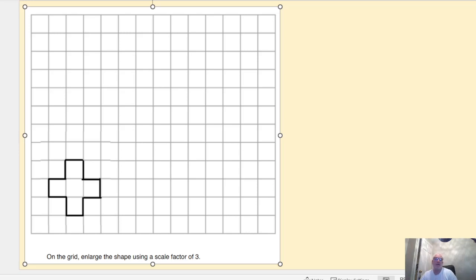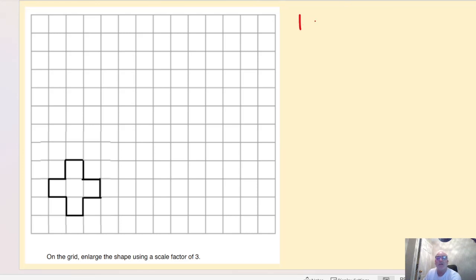Hi, Mr. Murphy here again, and we're going to look at the fourth and final step in the transformations, which is enlargement. Now, as with the rest, if we need to do an enlargement, we need to isolate the idea and the format as to what we're trying to do.